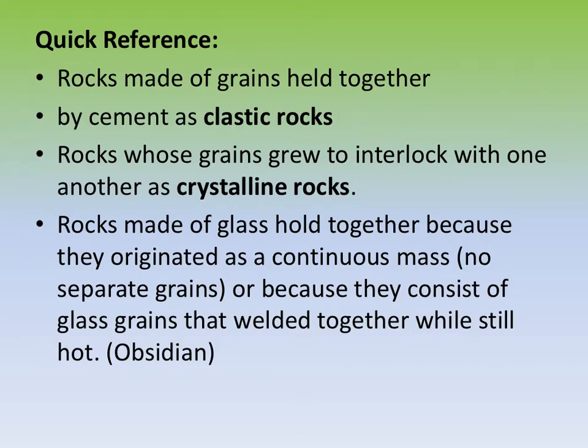By contrast, if we have grains that grew and interlocked with one another, they formed all at the same time, we call these crystalline rocks, and that's going to be our granites, our basalts, our gabbros, even a lot of our metamorphic rocks like our gneiss that we're going to see later on. These are all crystalline. You can see the individual crystals most times. Sometimes they're really fine grained, and you're not going to be able to see the actual crystal, but you can get a sense that they were all formed at the same time.